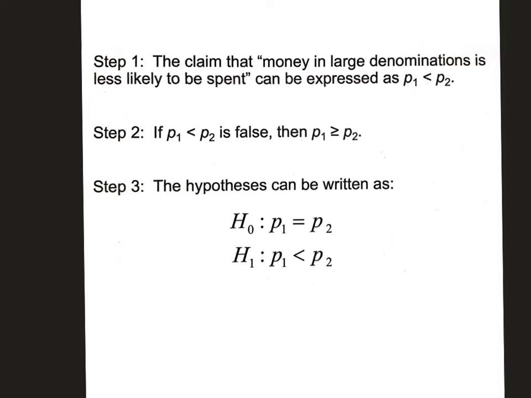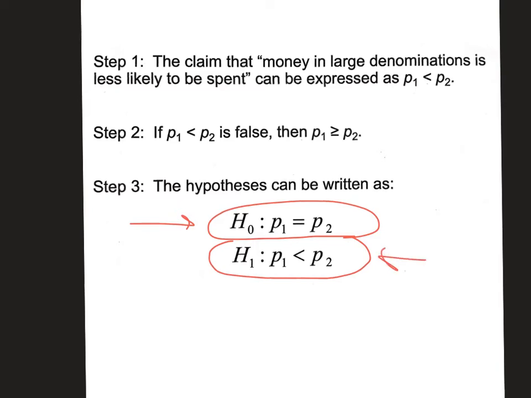All right, step 1, claim: money in larger denominations is less likely to be spent. So our H0 and Ha is always our first thing we do. The H0 is always going to be p1 equals p2. That's going to be our H0 the whole time. And our Ha is right here. The first group, which is the one who got the dollar bill, the proportion of what they spent will be less than the proportion of those who got the 4 quarters. So that's what we're testing.